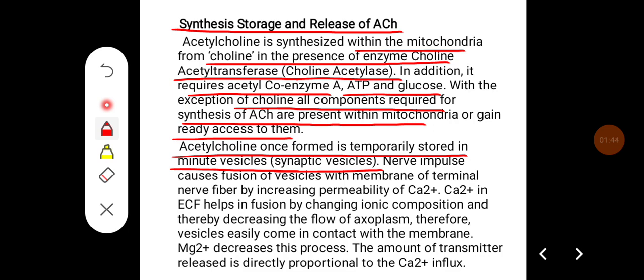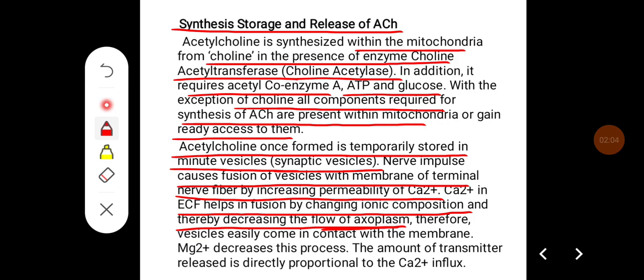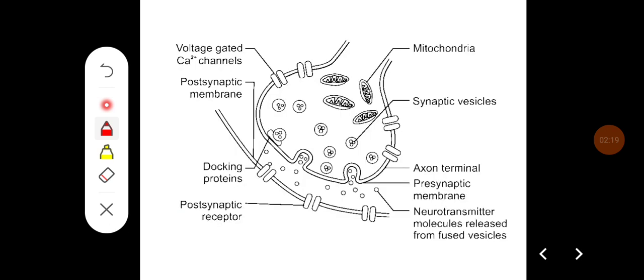The nerve impulse causes fusion of vesicles with the membrane of terminal nerve fiber by increasing the permeability of the calcium. Thus, calcium from the ECF helps in the fusion by changing ionic composition and thereby decreasing the flow of axoplasm. Therefore, vesicles easily come in contact with the membrane, and magnesium decreases this process. The amount of neurotransmitter released is directly proportional to the calcium influx.